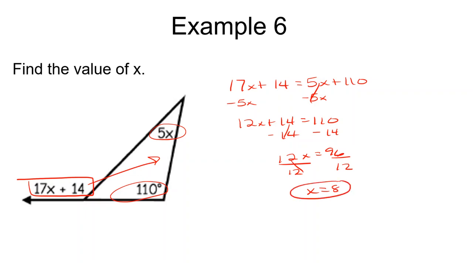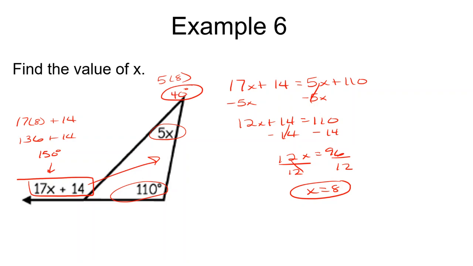Now, that's just the value of x. Again, anytime we're given the value of angles, we need to make sure we know the actual angle measure. So now we've got to go back and evaluate these missing angles. So 17 times 8 plus 14. That's 136, plus 14 makes 150 degrees for this exterior angle. Now, the other angle I don't know is 5x, so that's 5 times 8, and 5 times 8 makes 40 degrees.